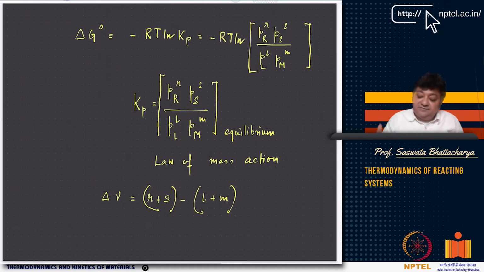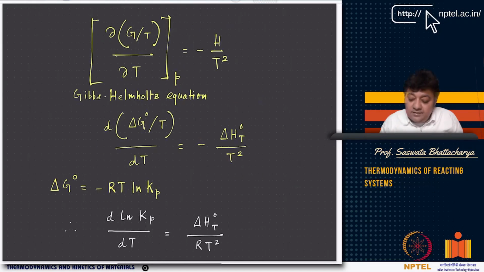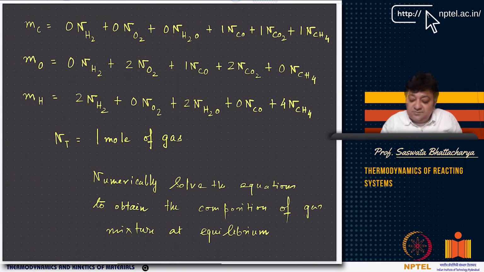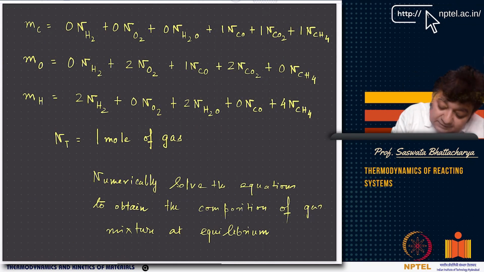There are various software packages available with which you can solve this problem. So if you have a multi-component reacting gas mixture, you will have multiple equations which you have to solve simultaneously, and in such cases an analytical solution may not be possible, so you have to solve the equations numerically to find the composition of the gas mixture at equilibrium, right? And when you want to do that, the additional equations come from balancing the gram atoms of the elements.